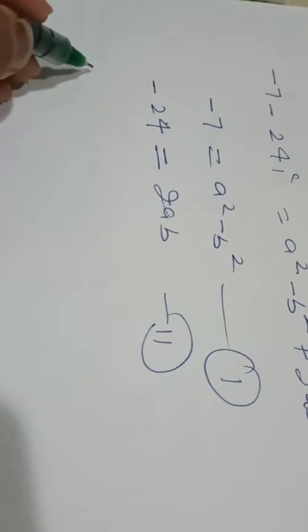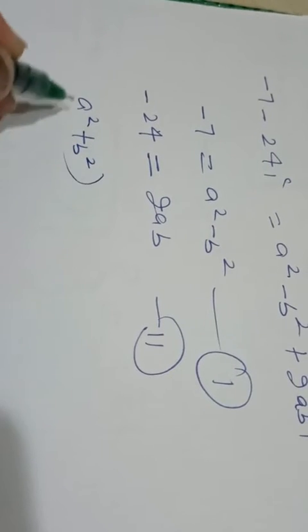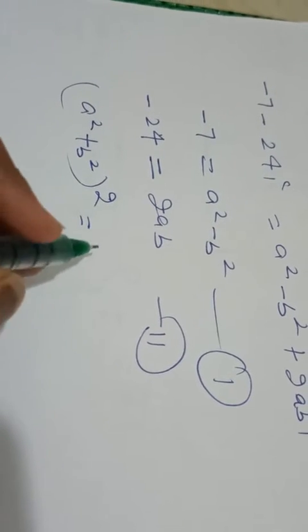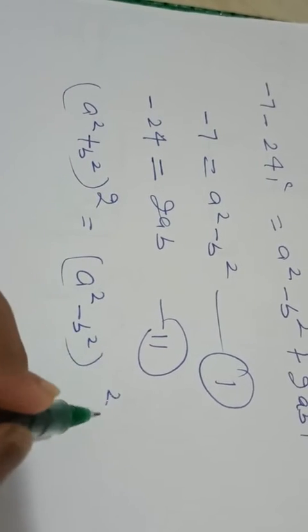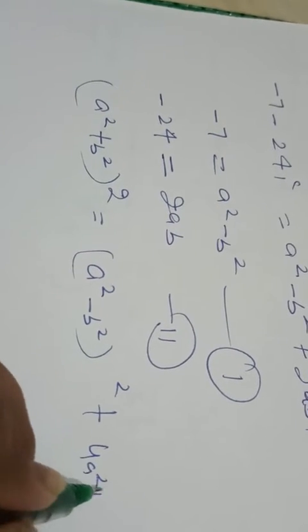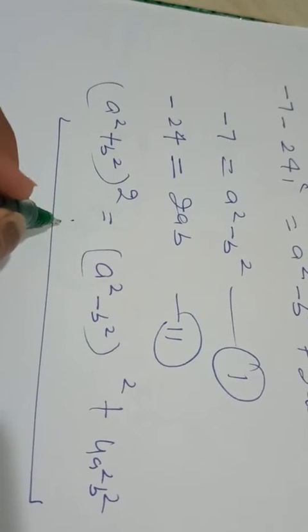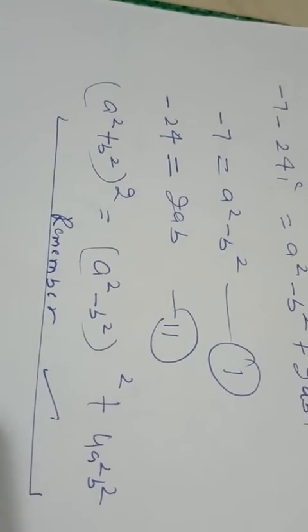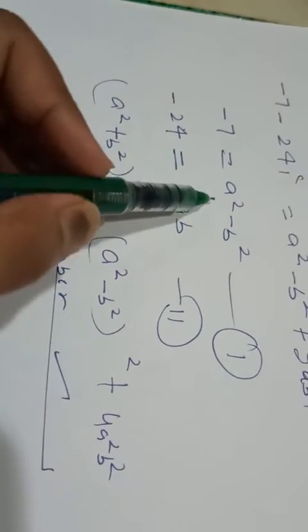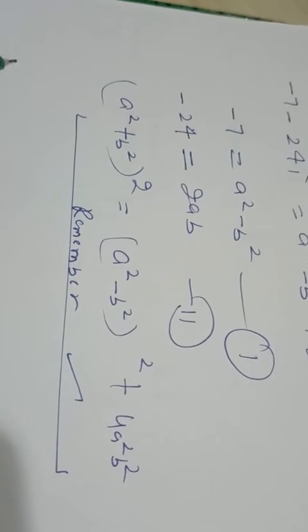Now we have to find the value of a square plus b square whole square, and this value is basically a square minus b square whole square plus 4a square b square. This step you have to remember. This will definitely be applied, because if we simply solve for a and b directly, it becomes very complex.